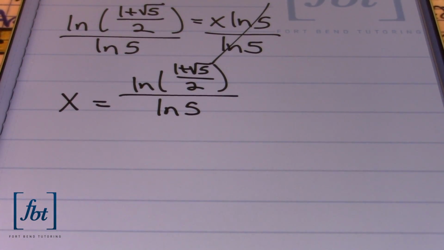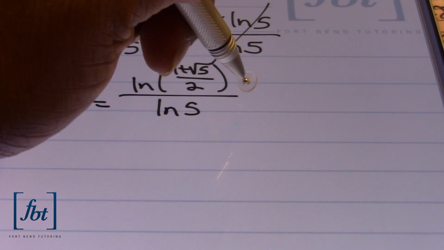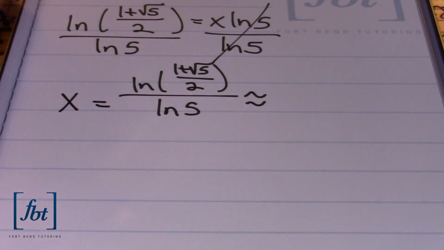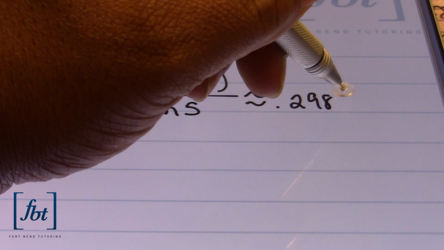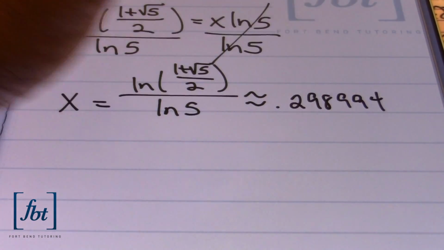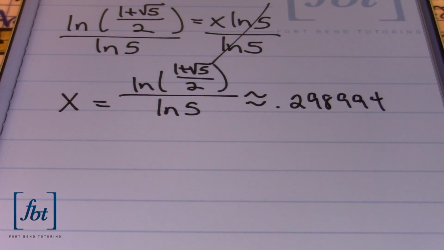And when you plug this into your calculator, the approximation for this is going to be approximately 0.298994. Yeah, that's a mouthful. So this is your value for x.